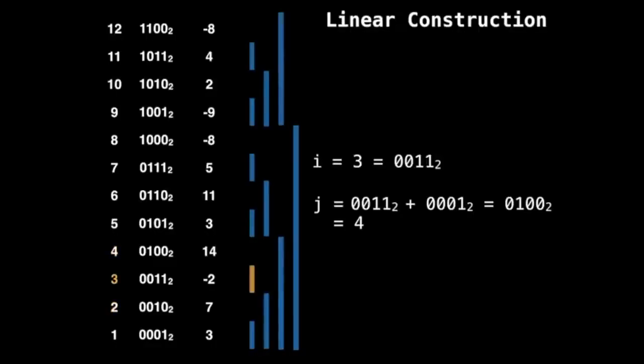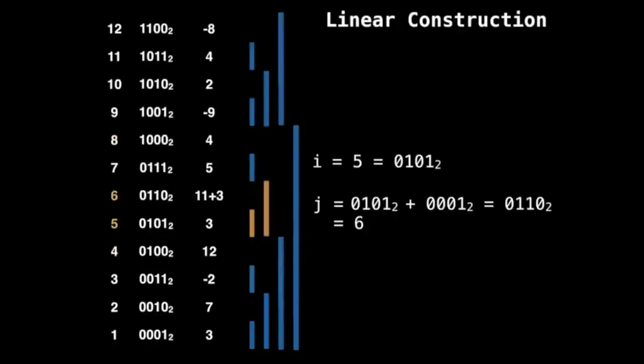Then who's responsible for 3? Well, that's 4. So go to position 4 and add the value at index 3. Now, who's responsible for 4? Well, 8 is responsible for 4. So go to position 8 and add the value of 4. So now in position 8 we have 4.